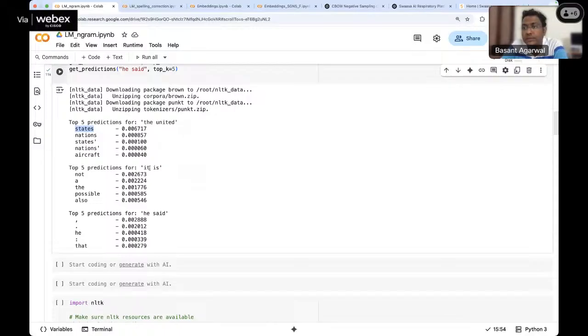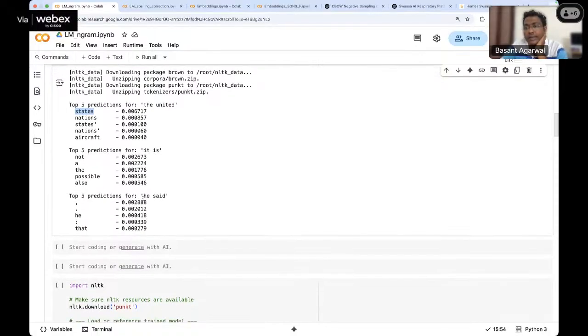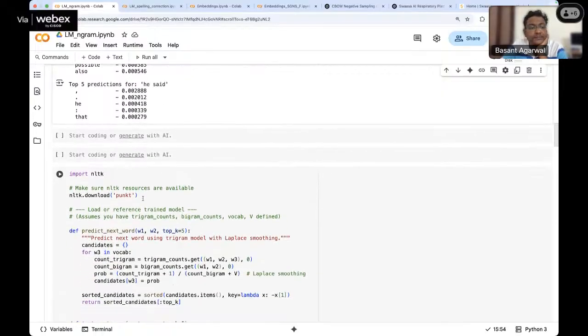For the next example, "it is": based on the corpus, after "it is", "not" is the highest probable word, and "a" is also an almost similarly probable word for the next. Okay, so the implementation of the language model is very straightforward. Based on the problem, we can use it for different n-gram models.